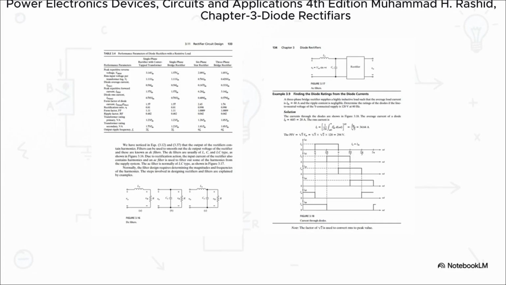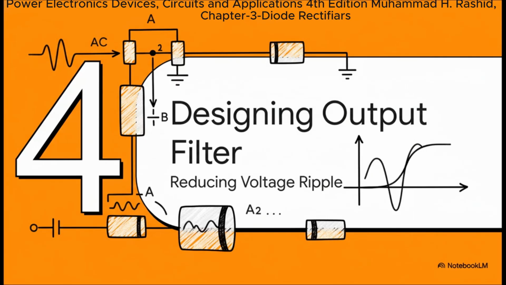As you can see, we can use DC filters on the output, things like the L, C, and LC filters you see on the left to smooth out that DC voltage. And on the input side, we can use AC filters, like the one on the right, to clean up the current we're drawing from the grid. For now, let's zero in on the output side of things.